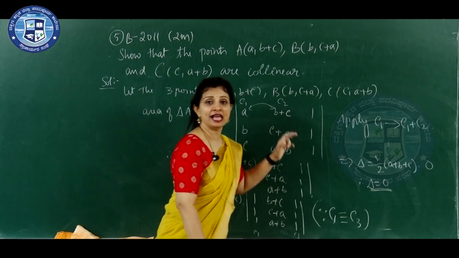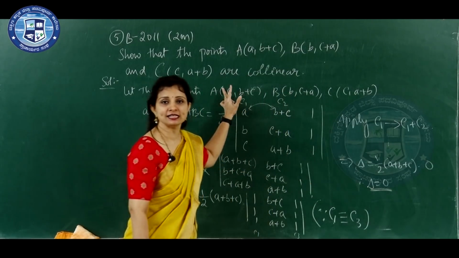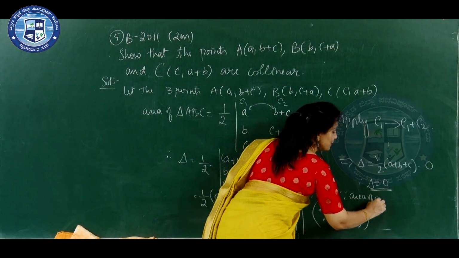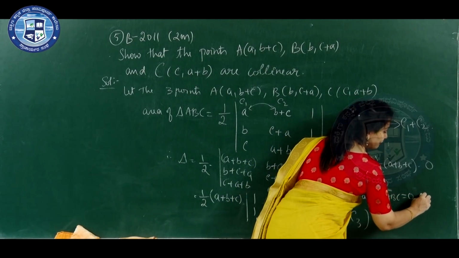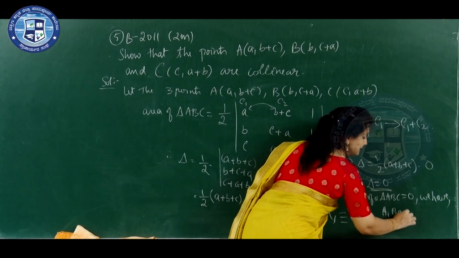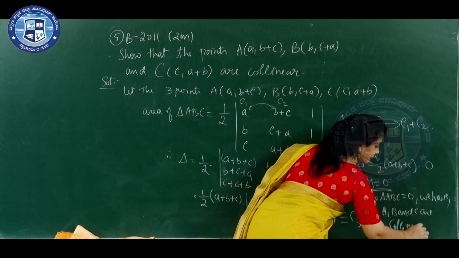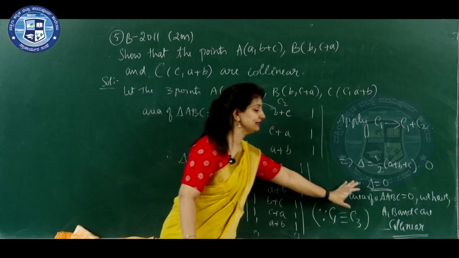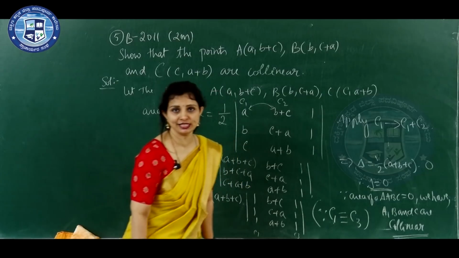What do you mean by this? The area of the triangle is 0. If the area of a triangle is 0, then the 3 points are collinear. Since the area of triangle ABC is equal to 0, we have A, B and C are collinear. That is what we have to prove. The points A, B, C are collinear, since we got the area of triangle delta equal to 0.